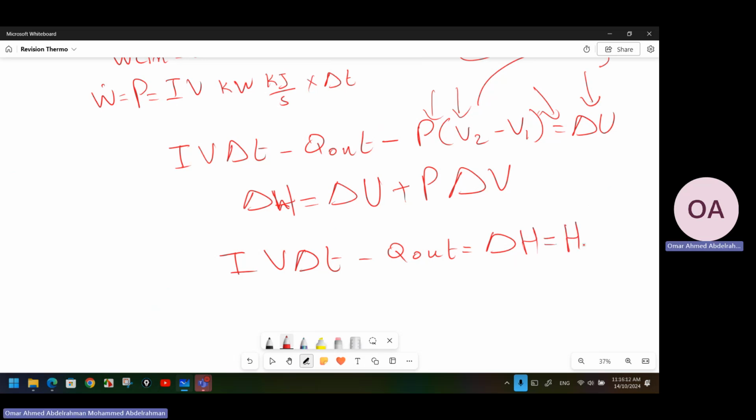Okay, H capital is H2 minus H1, and this one you will not find in the table. The one in the table is in kilojoule per kilogram. This one is in kilojoule. So we need to replace it by kilojoule per kilogram.